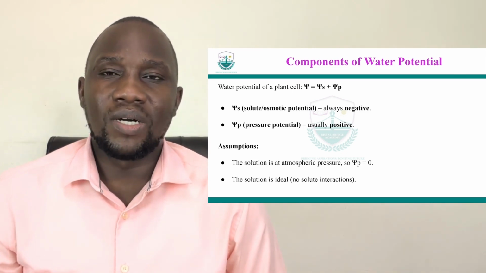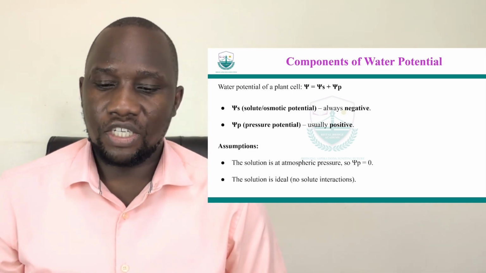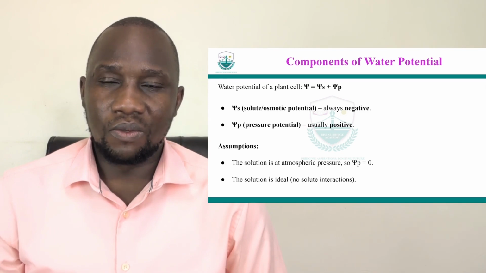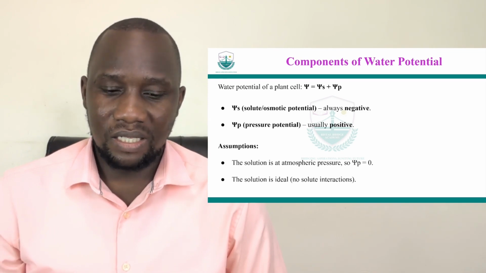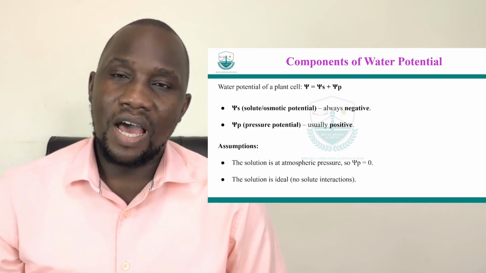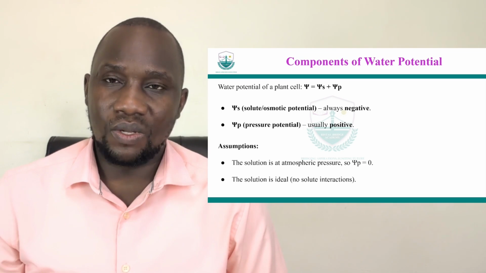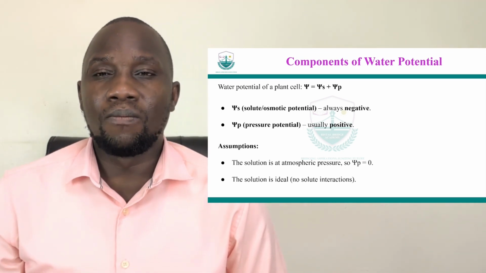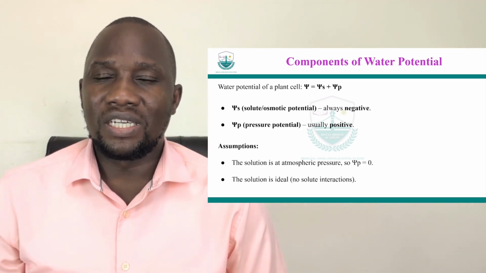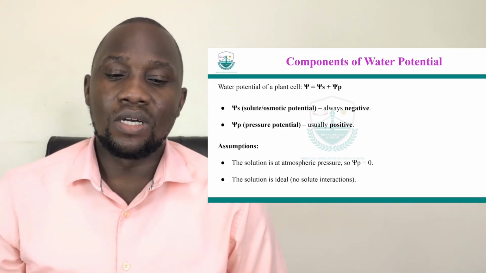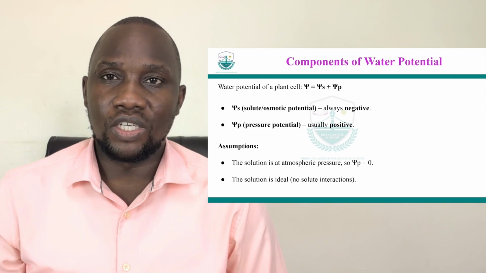And a solution at atmospheric pressure, the water potential is 0. Those are assumptions that we can make in some of these calculations, and that the solution should be ideal. So that means that the solute molecules should not interact with the solvent molecules in any way. Those are 2 assumptions that we can make in these calculations.